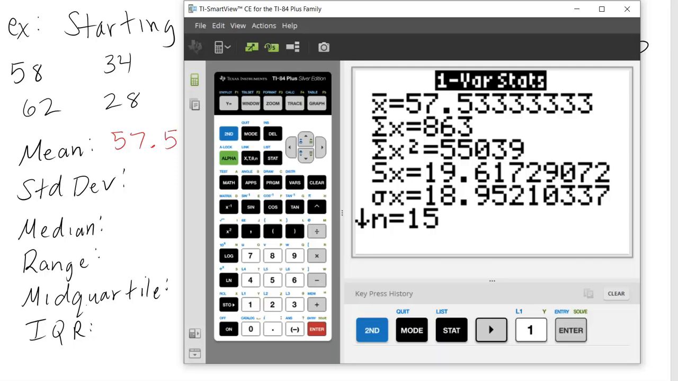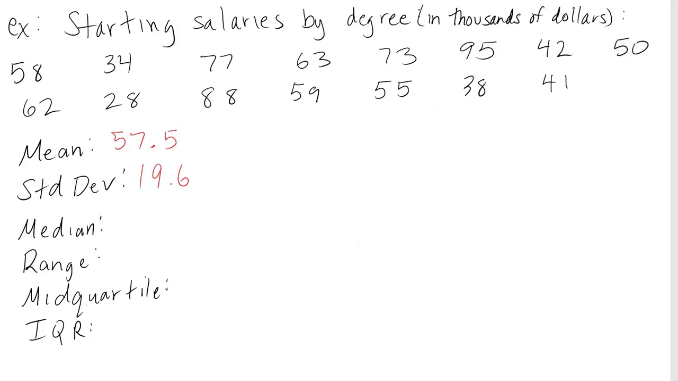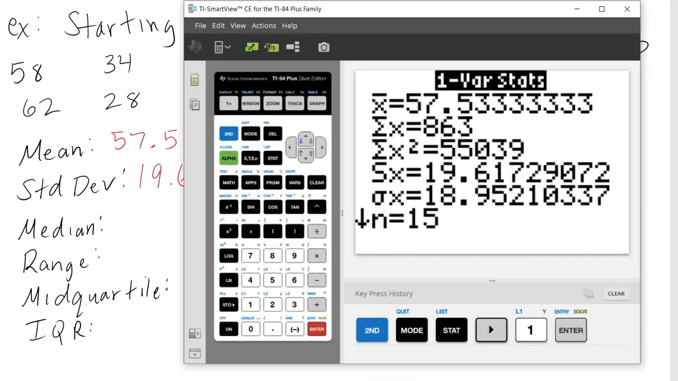Now, in this example, I didn't explicitly state whether this was sample data or population data, but as you're probably aware, there are more than 15 things that you can major in, and so this isn't the entire population. As such, we want to use the sample standard deviation for our answer, and so I'm going to round that to 19.6. So this data has a mean of $57.5 thousand, so that's $57,500, with a standard deviation of $19.6 thousand. That's $19,600.